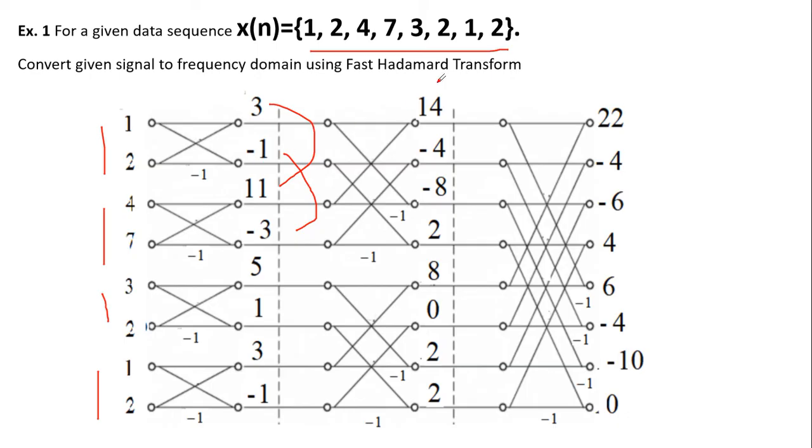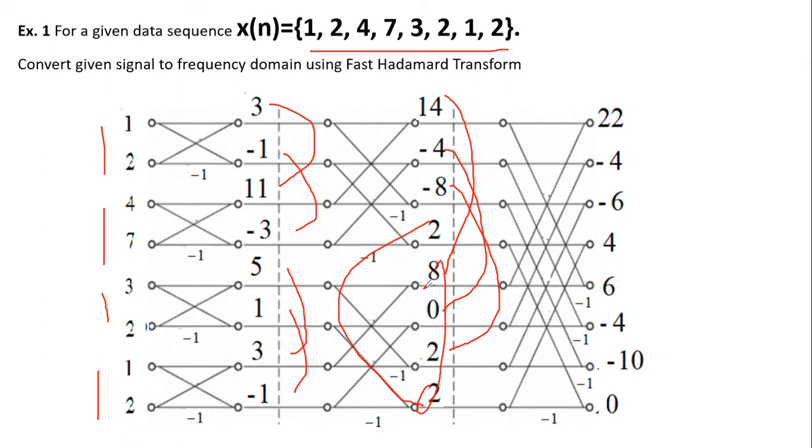So 3 plus 11 is 14 and minus 1 plus minus 3 is minus 4. Then we take their subtraction, that is 3 minus 11 and minus 1 minus minus 3. Then here we take 5 plus 3 is 8, 1 minus 1 is 0, then 5 minus 3 is 2 and 1 minus minus 1 is 2. So in this way we are taking this with respect to this, and this with respect to this. So first addition and then subtraction.